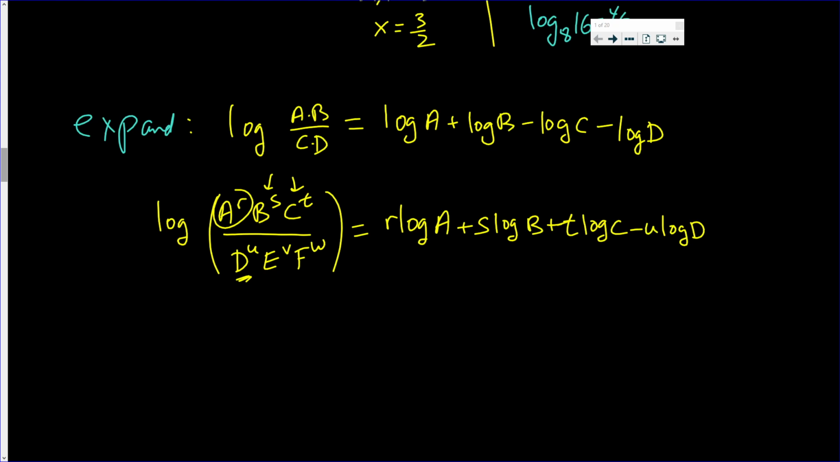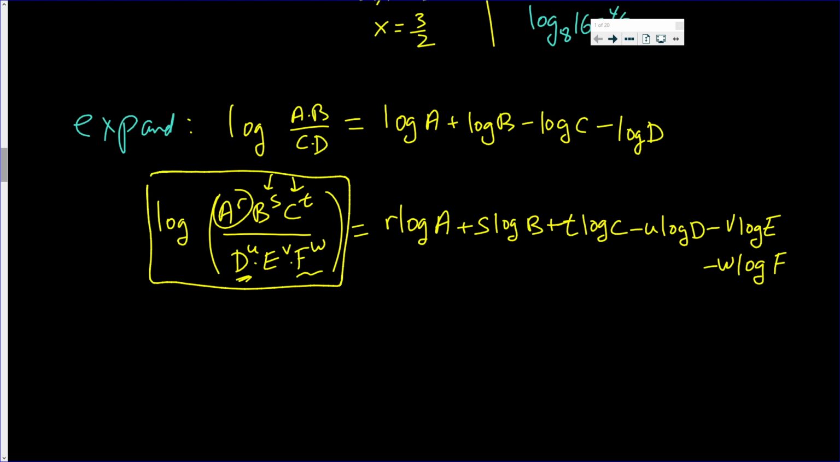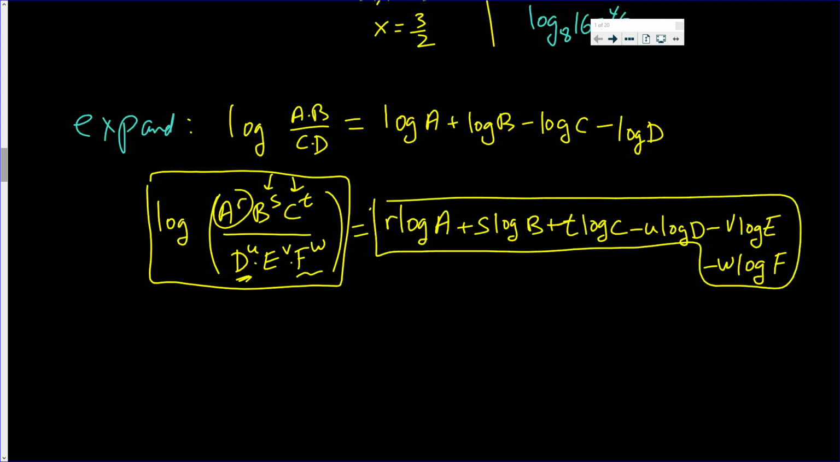Since d to the u is in the denominator, it's going to be negative log d to the u. But the u can come in the front. Since e to the v is in the bottom, it's going to be minus log e to the v. But that v can come in the front. The next factor, f, is in the bottom. It'll be minus log f to the w. But that w, the power, can come in front. So this was the compact form, a single log. This is expanded.